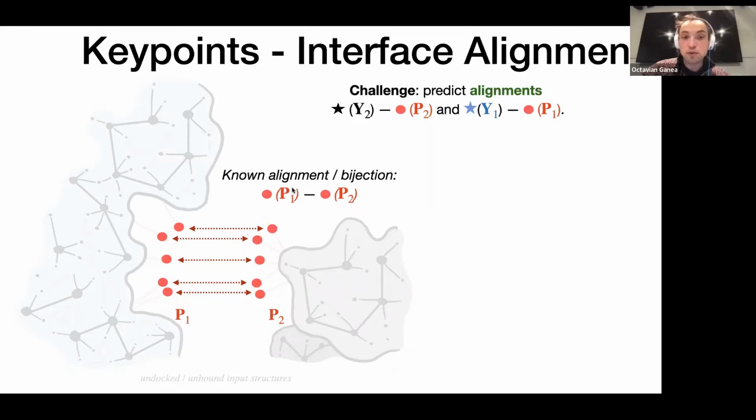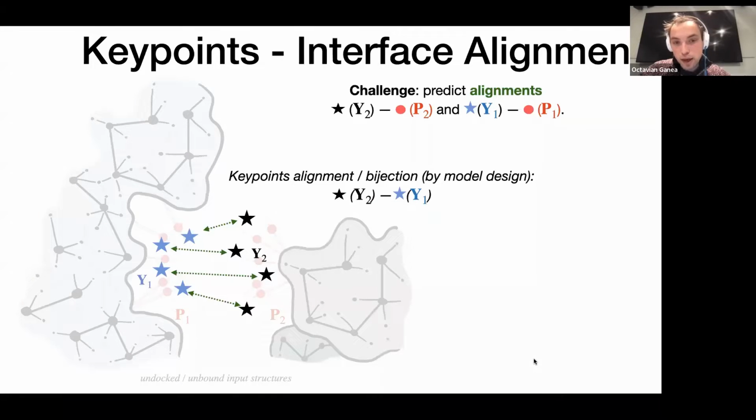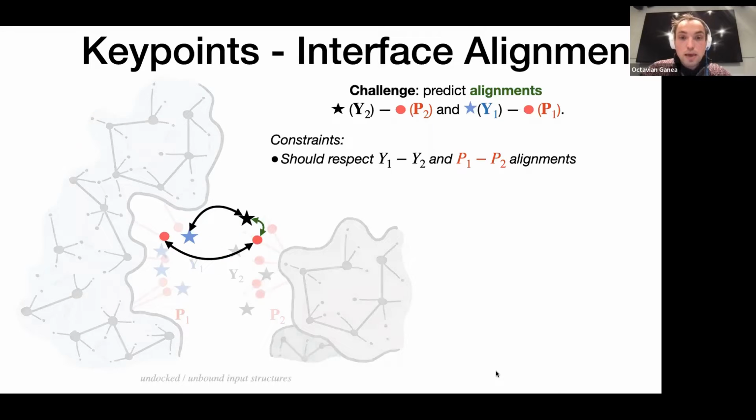The first challenge is that we have to be aware of a constraint: we know the alignment between P1 and P2. We know these two points were originally identical in the docked position, so we essentially know this bijection between P1 and P2. We also know, by model design because we use this multi-head attention layer, the alignment between key points Y1 and Y2. So the first constraint is that we want to respect the alignments between Y1 and Y2 and between P1 and P2.